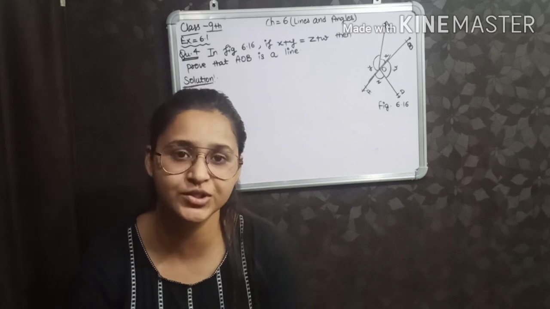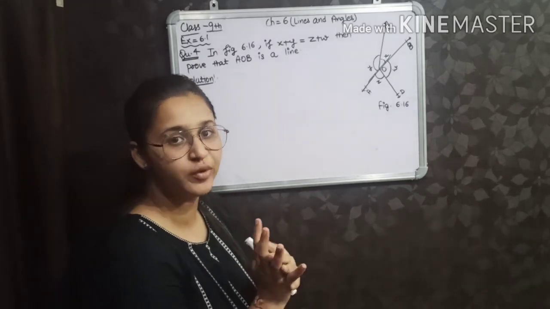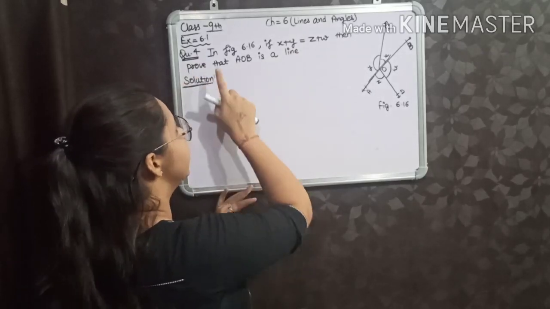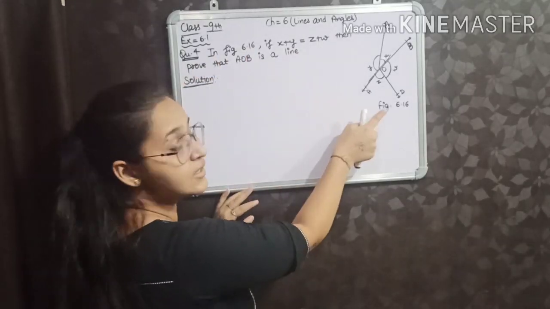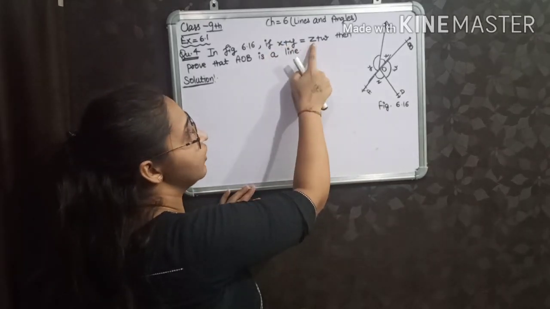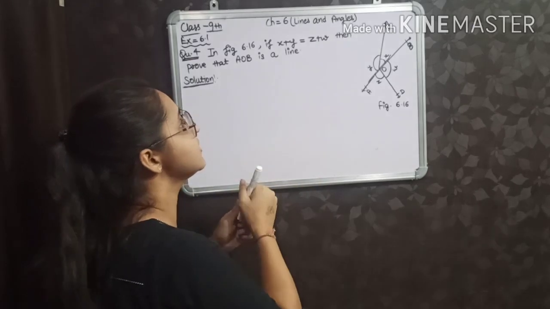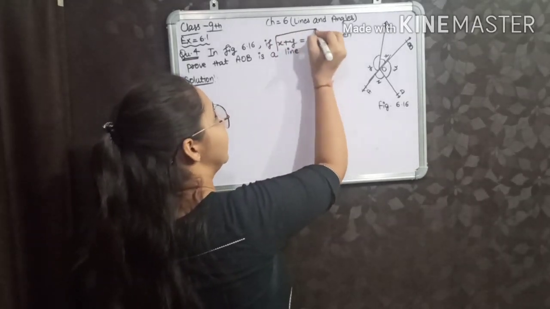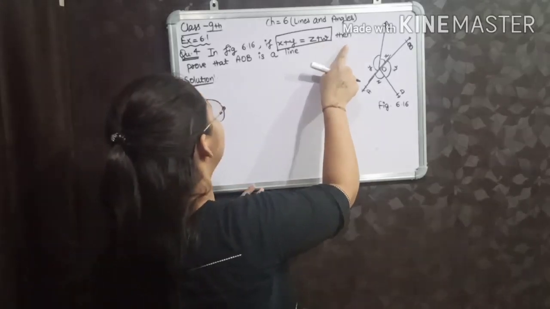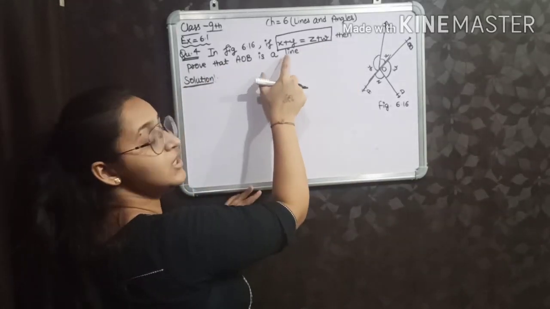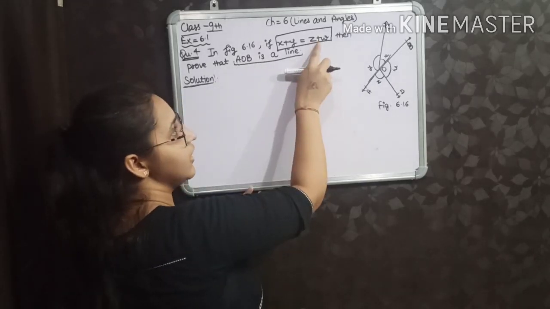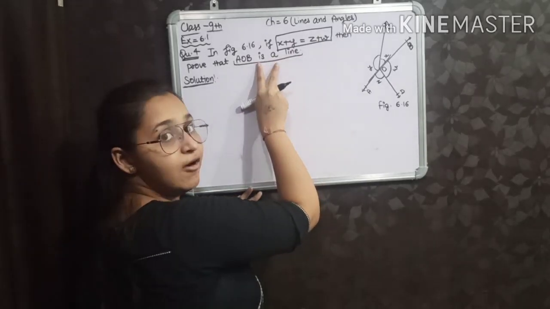Let's discuss question number 4 of exercise 6.1, chapter 6, lines and angles. Question 4 is: in figure 6.16, this is the given figure, if x plus y is equal to z plus w, this is the given condition, then prove that AOB is a line. We have to prove that AOB is a line.